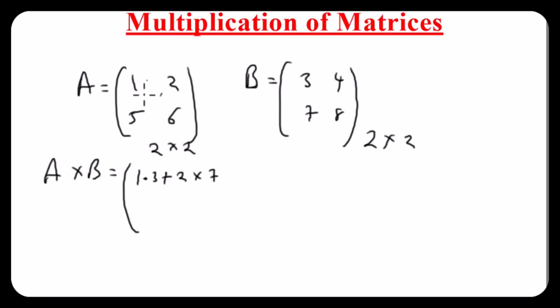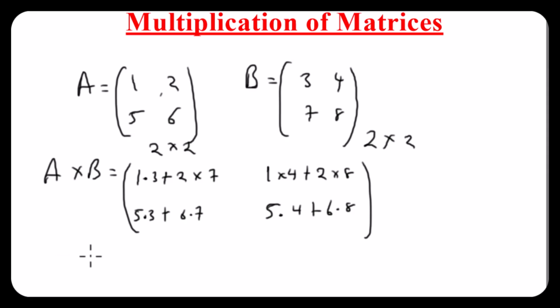Now take the same first row and multiply it with the second column, in such a way that I have 1 times 4 plus 2 times 8. So do the same thing for the second row: 5 times 3 plus 6 times 7, and then I have 5 times 4 plus 6 times 8. Okay, now simplify this.